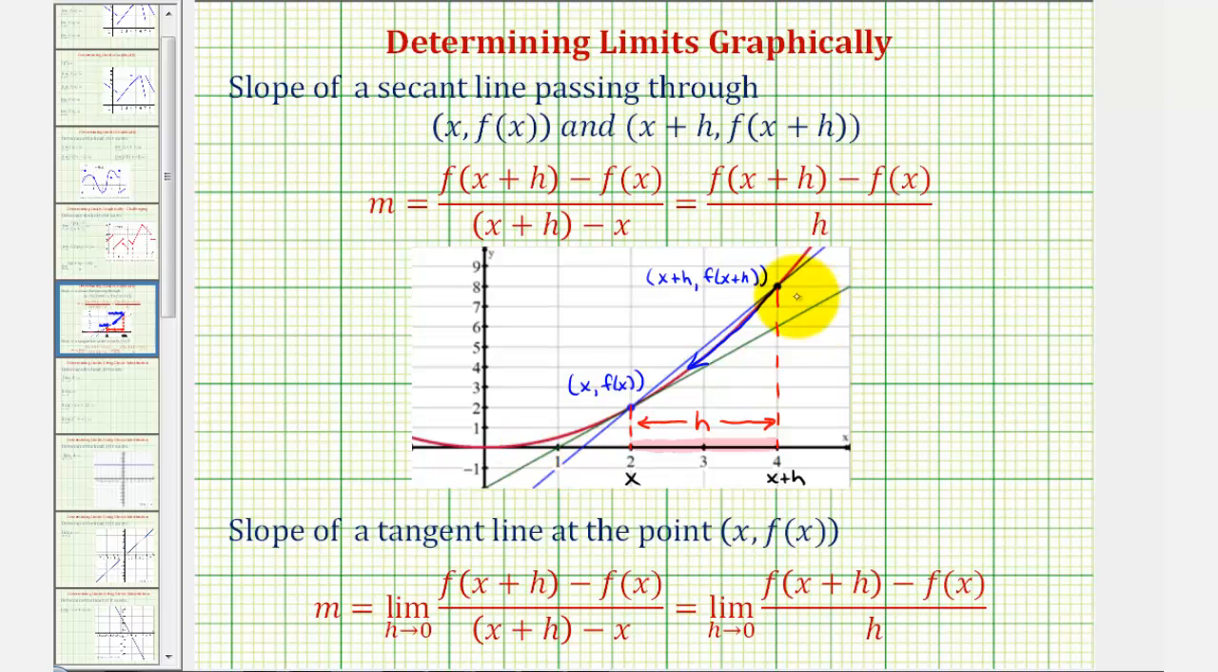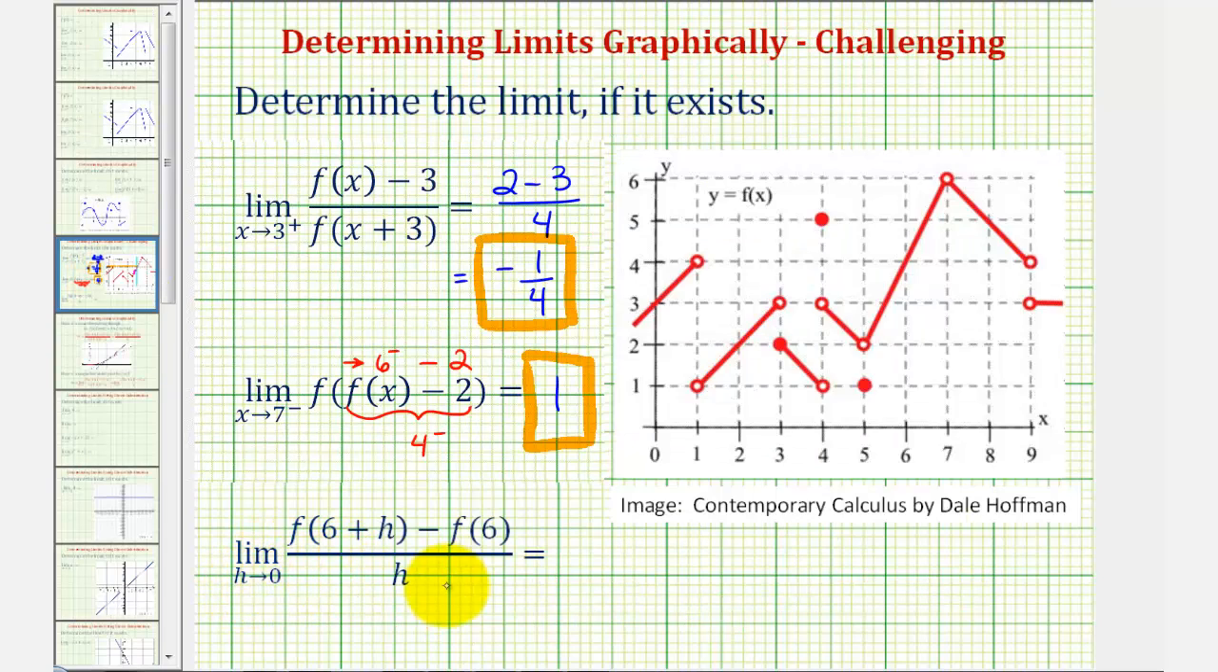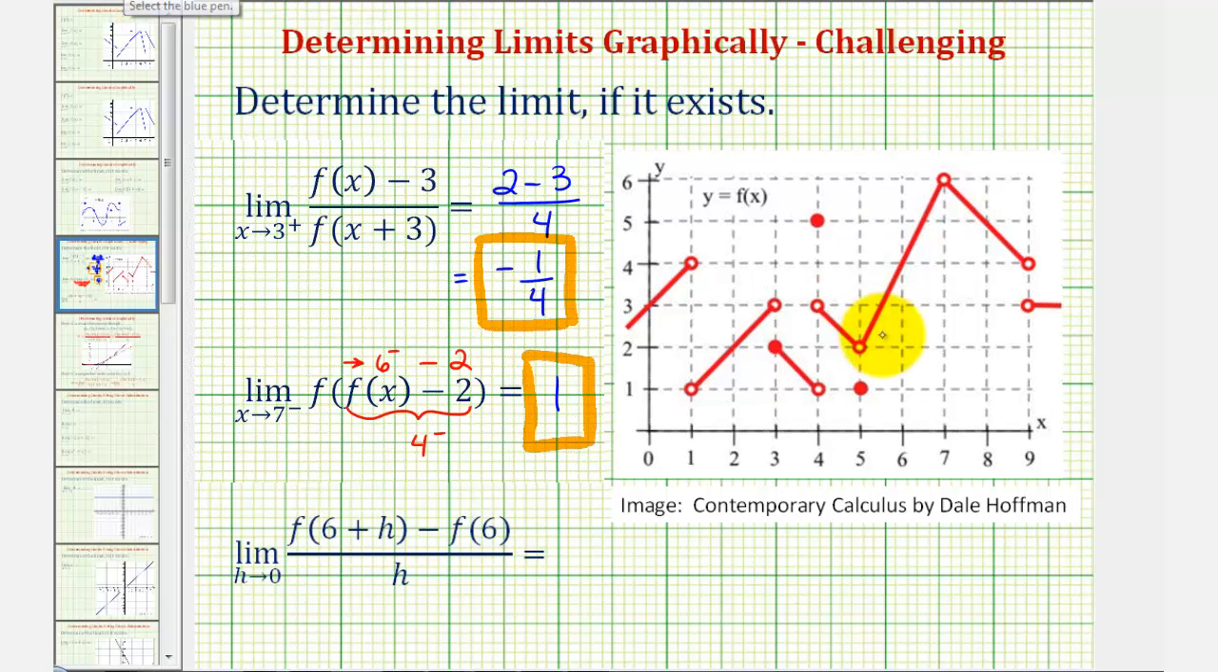Therefore, if we take the limit as h approaches 0 of this quotient, often called the difference quotient, it actually represents the slope of the tangent line at the point x comma f of x. So going back to our last example, the limit as h approaches 0 of this quotient would be the slope of the tangent line at x equals 6. So going back over to our graph for a moment, notice here's the point on the function when x equals 6.